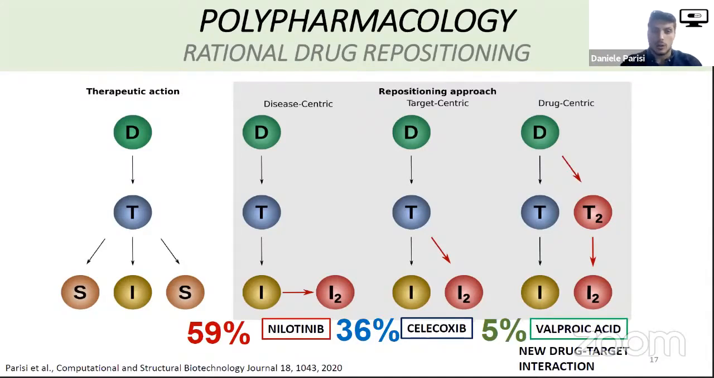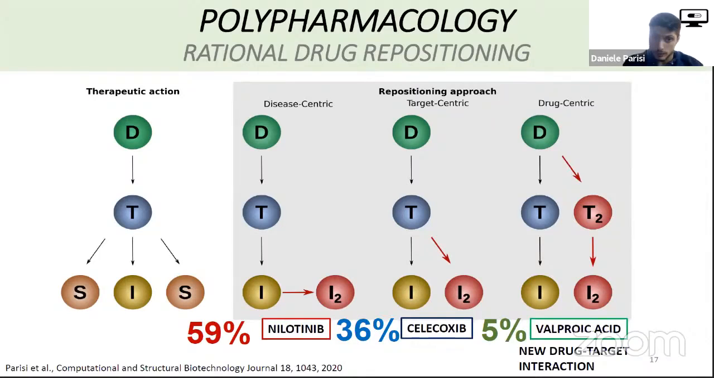This concept is called polypharmacology. The ability of a drug to be involved in so many different therapeutic indications and biological effects through the connection with different targets is the basic concept of rational drug repurposing. So using a rational approach, how can we start from a drug, target, indication and go to a different one in those three different ways that I'm showing here?